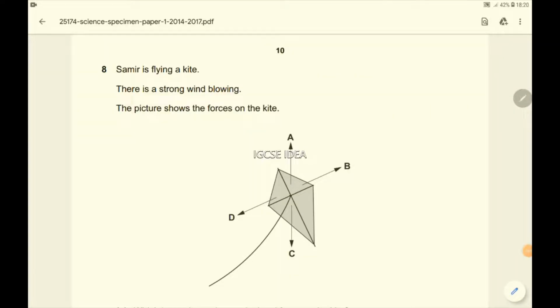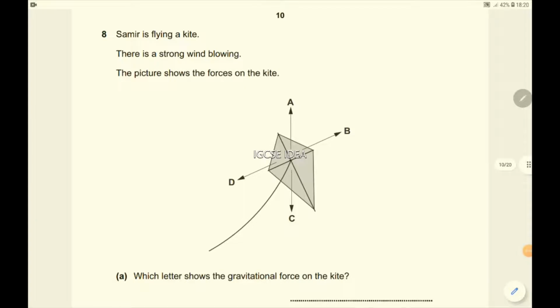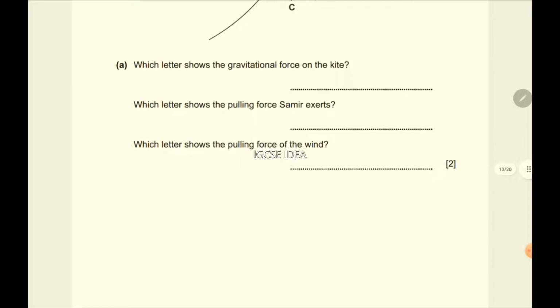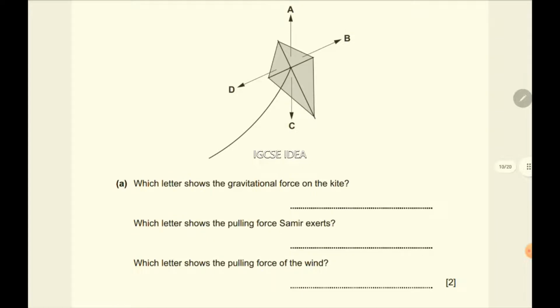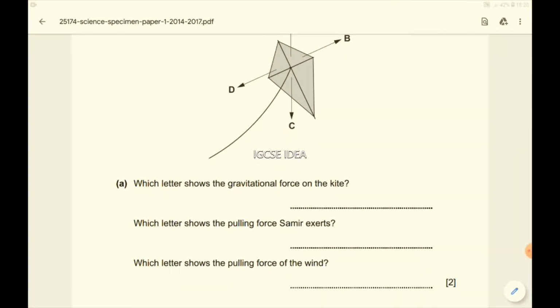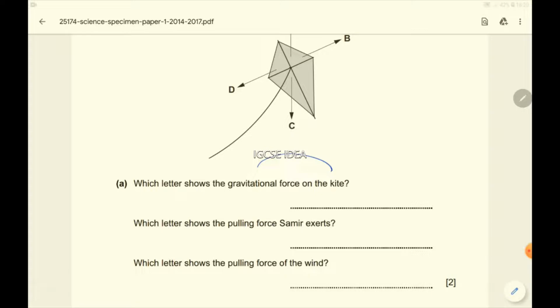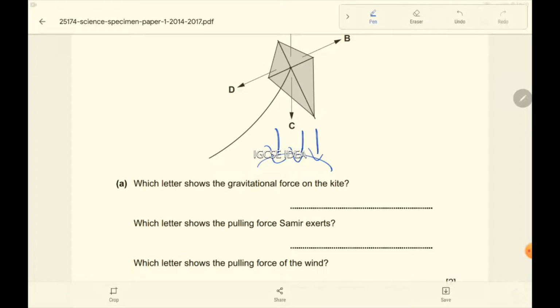Samir is flying a kite. There is a strong wind blowing. The picture shows the forces on the kite. Okay, this is A, B, C, and D. Which letter shows the gravitational force on the kite? Okay, gravitational force. The earth is down and the earth is what's having the gravitational force. So it's most probably the letter C.